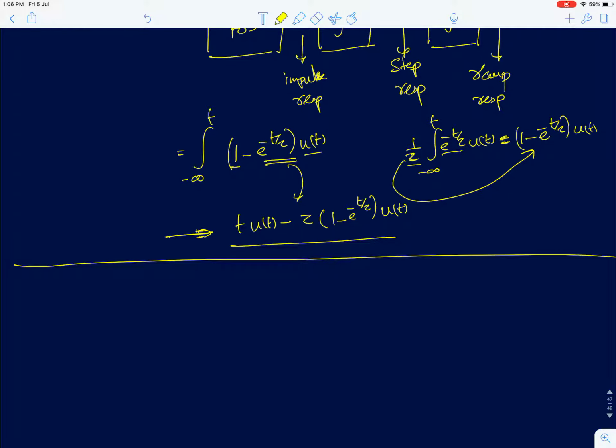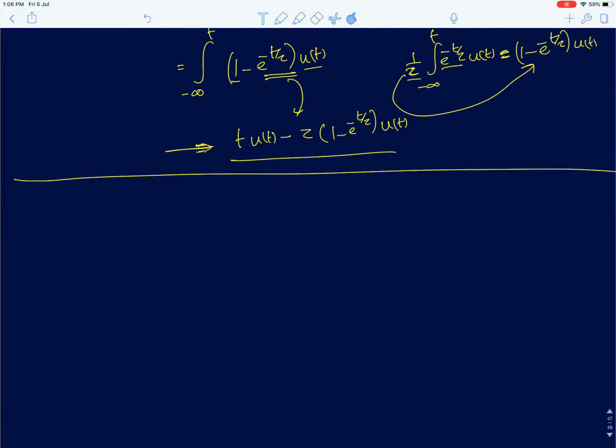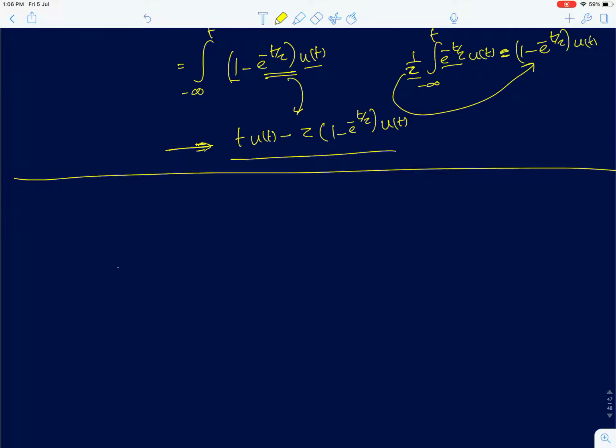So first I'll just plot the impulse response. So for an impulse response at t equal to 0, as soon as you apply an impulse, the equation we got was it starts at 1 by tau and eventually decays down to 0.